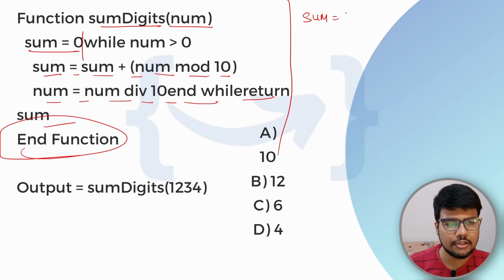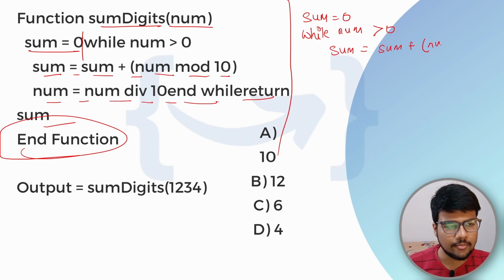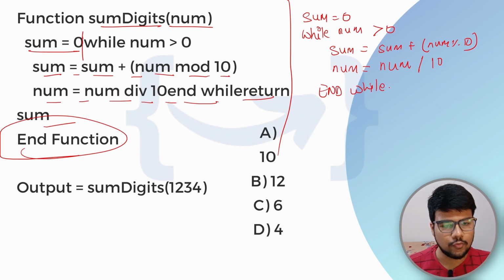So sum is equivalent to 0. Now while num is greater than 0, what we need to do? We need to reinitialize my sum as sum plus num mod 10. Similarly, again I need to reinitialize my num, which is num division by 10, and end of while. So my end of while will be done here, and just return the sum.